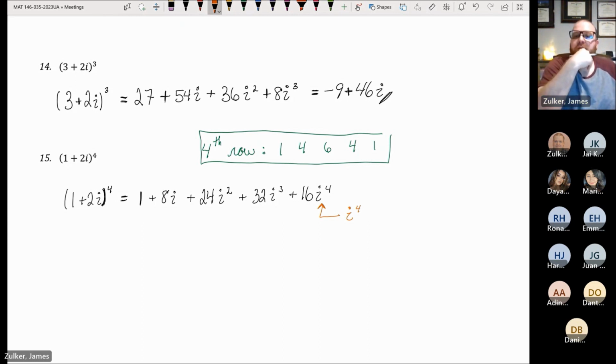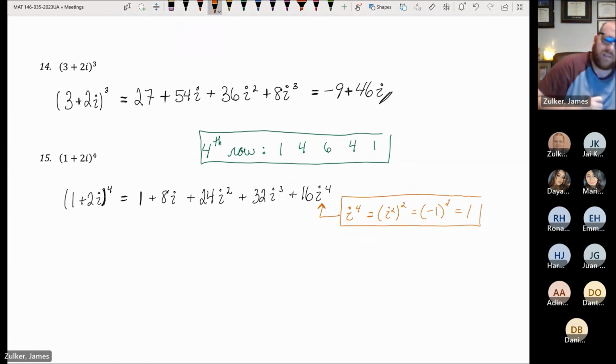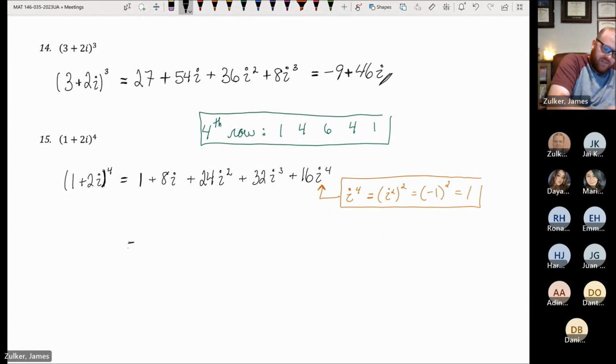What does i to the 4th equal? What do we think? How do you get 1? Think of i to the 4th as i squared squared. That's negative 1 squared, which is just positive 1. So i to the 4th is positive 1. Now, with that in mind, how would this expression simplify?